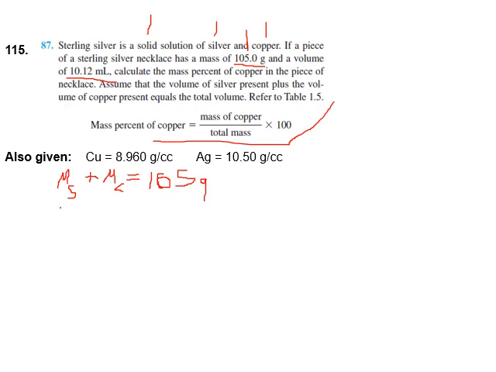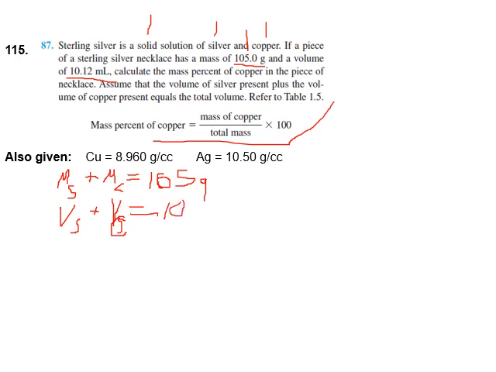And then what's the other thing that we know? The volume of the silver, and you really wouldn't write it this way; instead of S, you were supposed to write Ag, but we might be here all day waiting for me to write Ag. So the volume of the silver plus the volume of the copper equals what? 10.12.